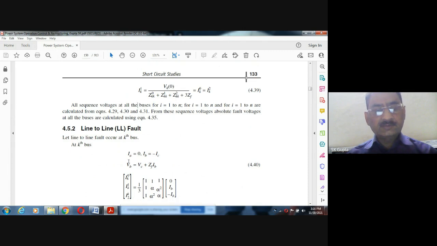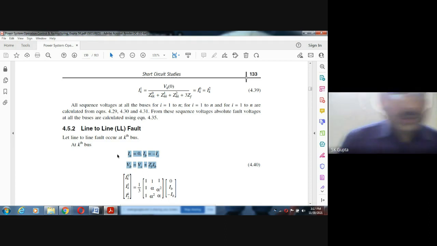At the kth bus, IA is equal to 0, IB is equal to minus IC, and VB is equal to VC plus ZF IB. This we have just now seen. Since we have seen this, now we will convert these equations, which are in terms of the unbalanced quantities, into the sequence currents.